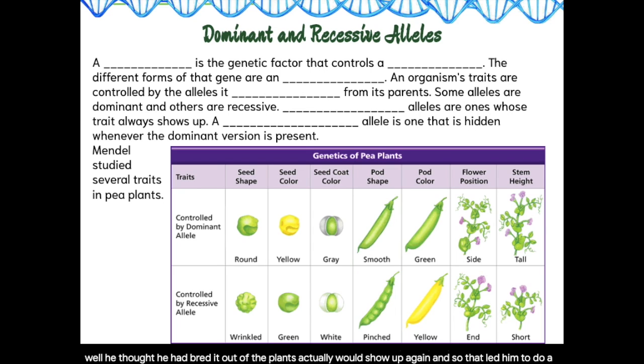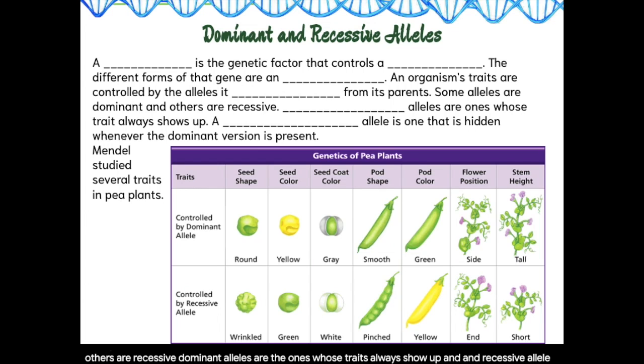So, a gene is a genetic factor that controls a trait. The different forms of a gene are an allele. An organism's traits are controlled by the alleles it inherits from its parents. Some alleles are dominant and others are recessive. Dominant alleles are the ones whose traits always show up. And a recessive allele is one that is hidden whenever there's a dominant version present.